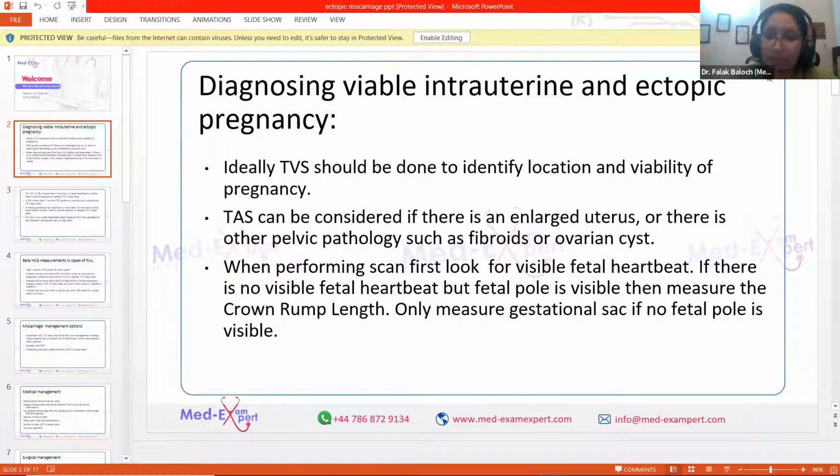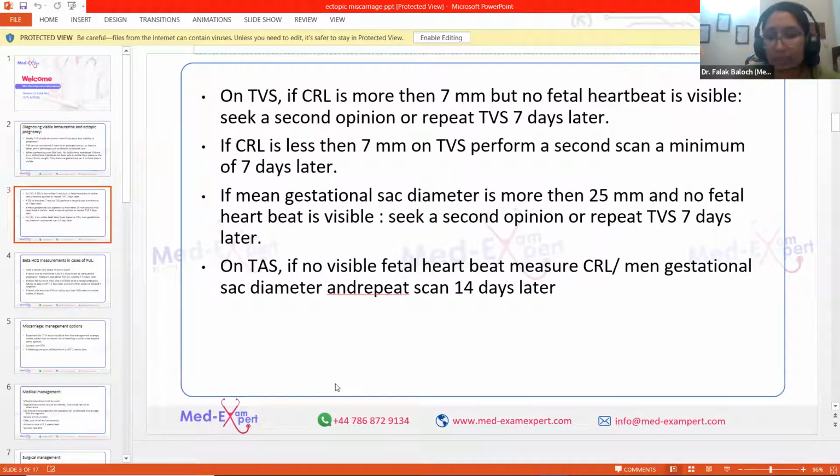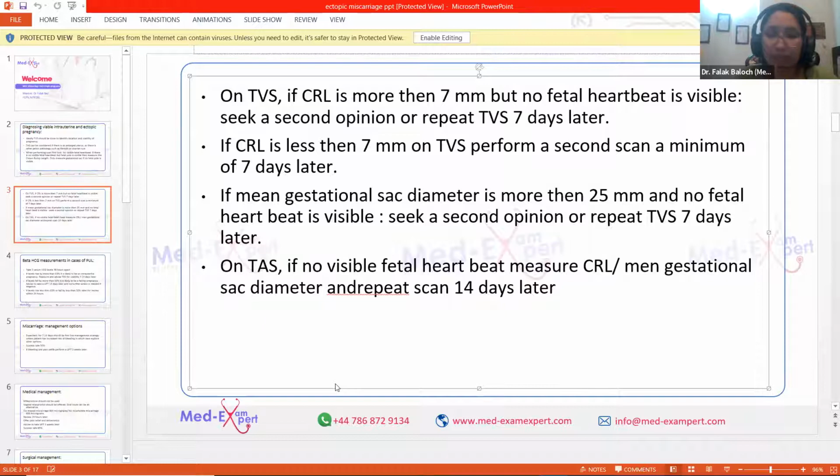Whenever we are performing a scan, the first thing we have to look for is a fetal heartbeat. If there is no fetal heartbeat, but we do have a fetal pole, then we measure the crown rump length. If the fetal pole is not visible, only then we measure the mean gestational sac diameter. So this is the basis of how we diagnose it. We must know at what gestational age we are expected to get a fetal heartbeat and what to do if we don't get one. If we are doing a TVS, there are some cutoff values that we must memorize. We don't have a choice about it.